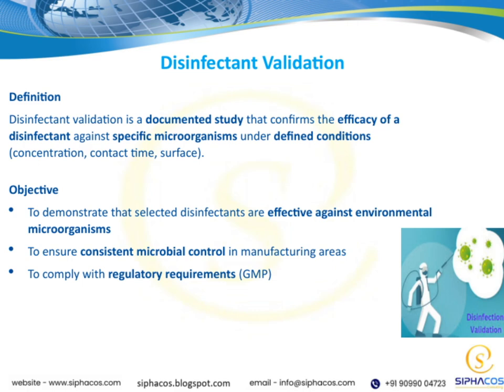Now, why is this important? Well, the main objective is to demonstrate that the disinfectants we select actually work against microorganisms in our environment. We need that assurance to keep our manufacturing areas safe and microbial control consistent. And of course, there are regulatory requirements we must meet, like GMP or good manufacturing practices, that mandate proper validation. So, in essence, disinfectant validation is a critical part of ensuring product safety and compliance, and it ties directly into our overall goal of maintaining high-quality standards in our facilities.